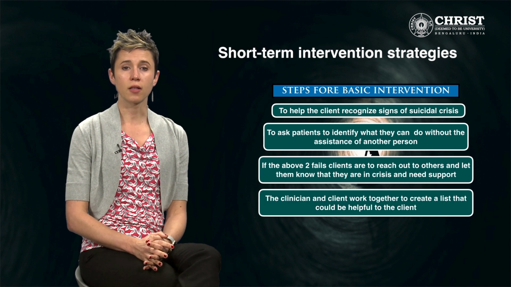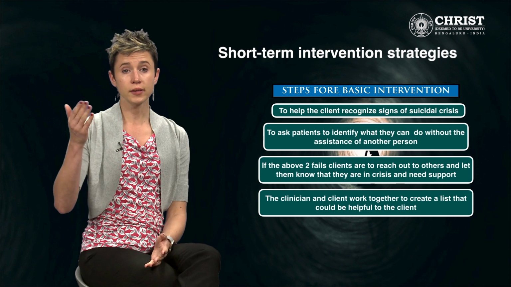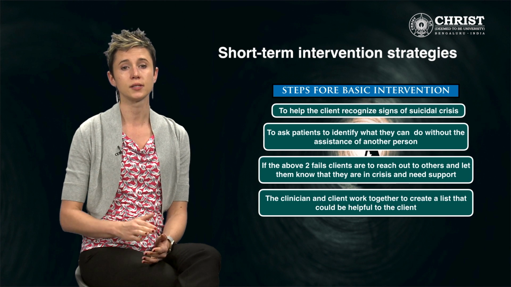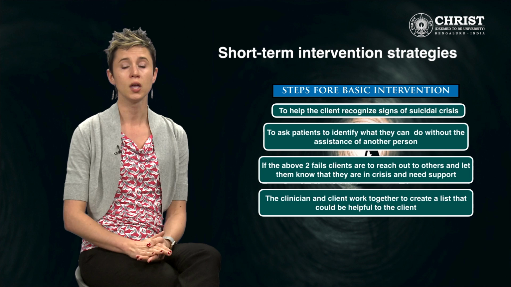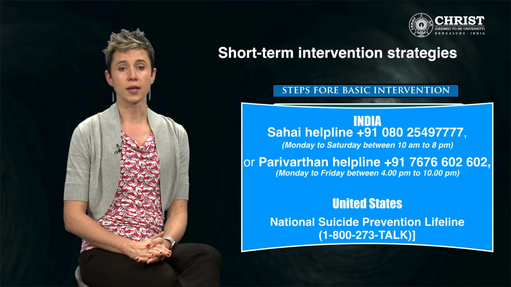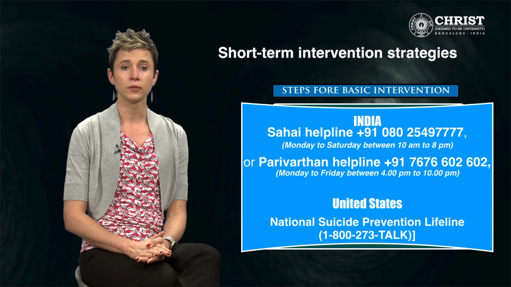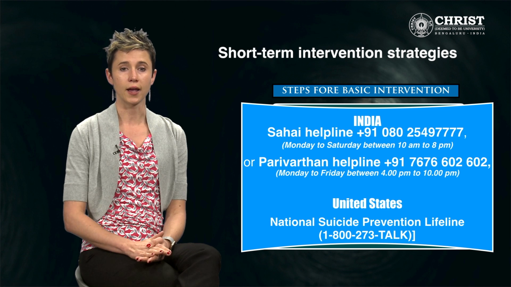Fourth, the clinician and client work together to create a list of professionals or other services that could be helpful to the client when he or she is in distress. This list could include the client's current mental health professional or contact information for local 24-hour emergency treatment facilities in the area.